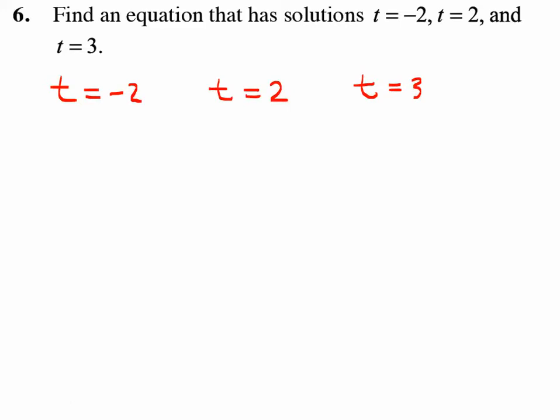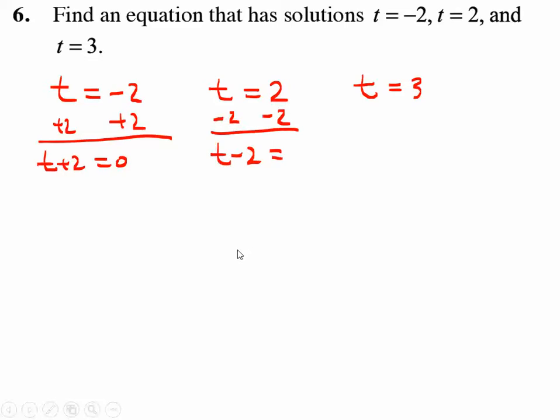And I don't know why they teach it in this section, because this is really the reverse of factoring. This is factoring completely in reverse. So in my mind, it should be taught when you teach factoring, because here's what we do. We add 2 to both sides on this one, so t plus 2 is equal to 0. I'm going to set each of these equal to 0. Subtract 2 from both sides, t minus 2 equals 0. Subtract 3 from both sides, you get t minus 3 equals 0.